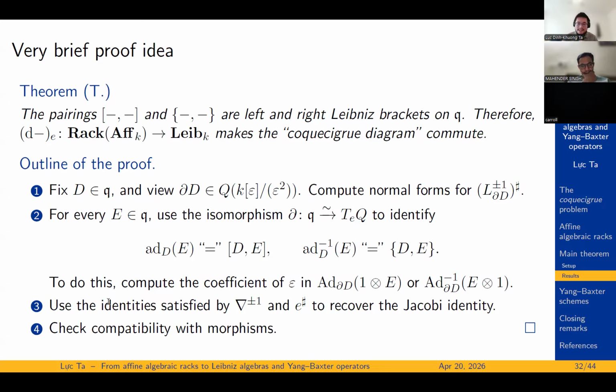That said, we still need to check that this is a Leibniz algebra, and to do that, instead of looking at the scheme, since we're working with affine schemes, and it's the same as working with the coordinate rings because of the equivalence of categories, we're just going to look at the coordinate rings. We're going to look at the k-algebra homomorphisms that are induced by your scheme morphisms. So in other words, nabla and E sharp. And through a lot of calculations, you can recover the Jacobi identity from that. And then compatibility of morphisms, so functoriality, is just a fact, it's just the chain rule. But then you also have to show that morphisms of algebraic racks get sent to Leibniz algebra homomorphisms. And that is just a direct check.